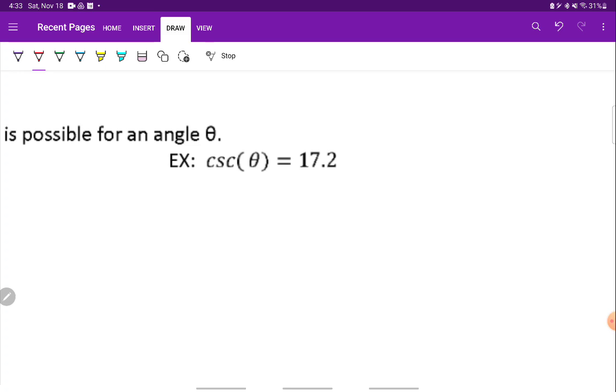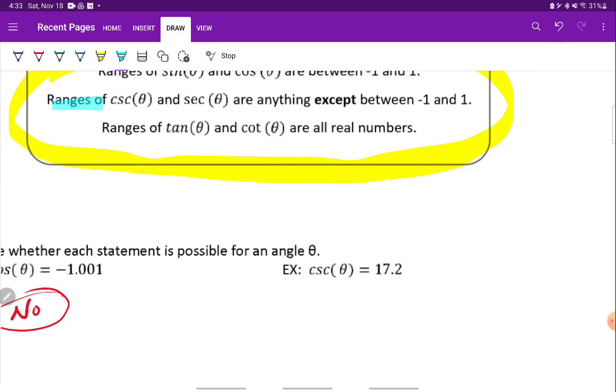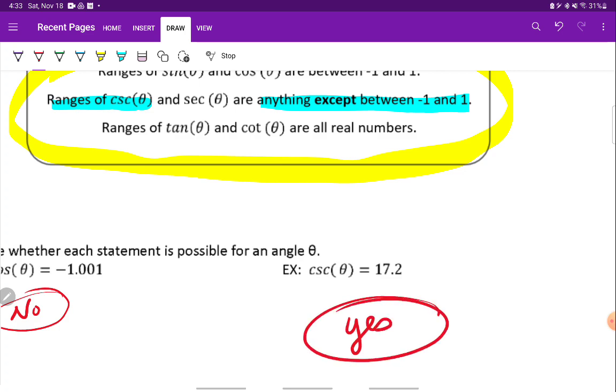We want to determine whether cosecant of theta could be 17.12. Well, the range for cosecant is anything except between -1 and 1, and 17.12 falls outside that range, so yes, this is possible.